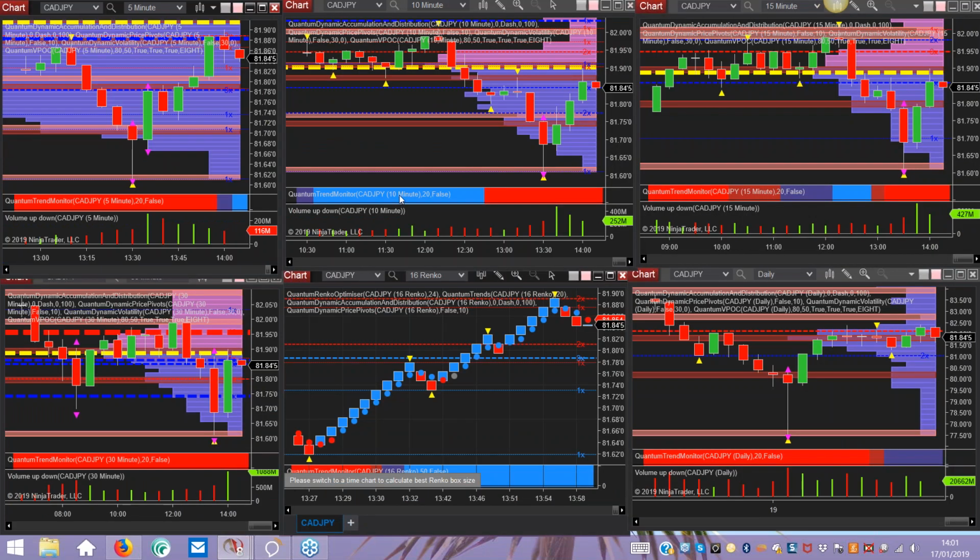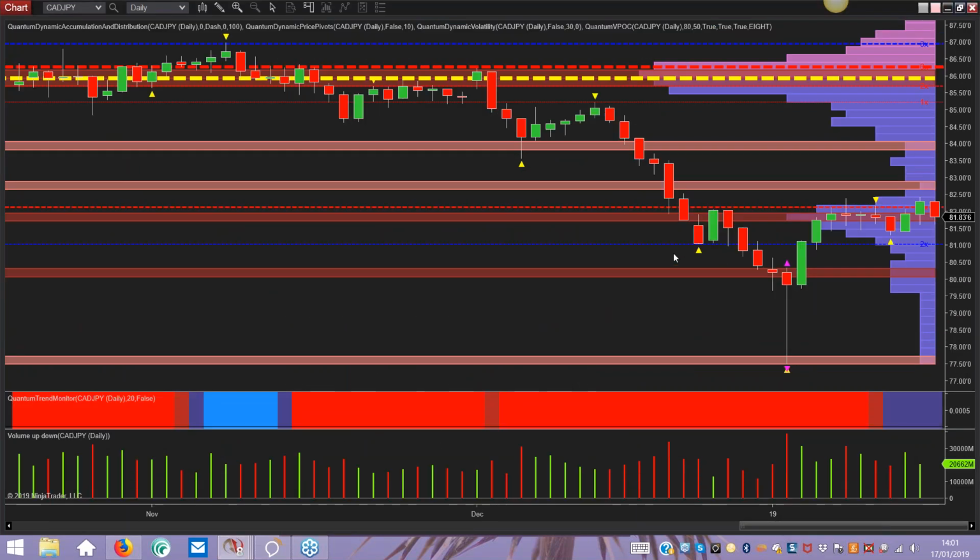Let's just drop that out the way, see where we are on the other time frames. Pretty similar picture again. This is the sort of price action we're seeing right now, and it's a question of being patient. This is on the daily for the CAD yen. Very much trading in a pretty tight range.